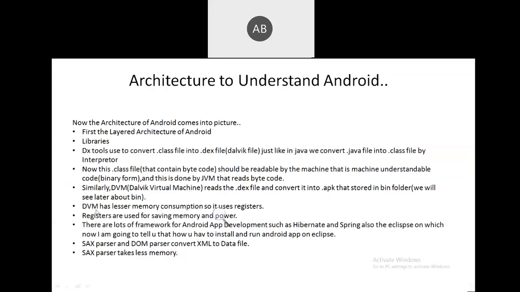Now, what's the use of the DVM, rather, why is the DVM used in this development? The DVM has lesser memory consumption because it uses registers. You know that if you are from engineering or other sectors, we have memory units in the hardware. I'm talking about the hardware. We have the registers, the stacks, RAM, ROM, and registers as well that store the memory. Registers are used for saving memory and power.